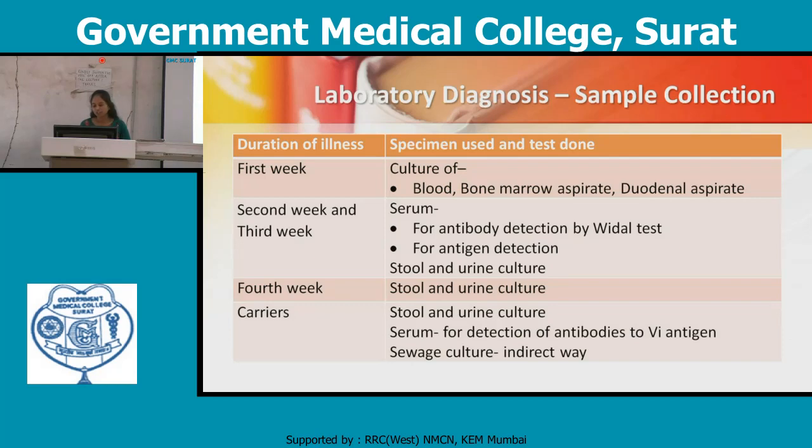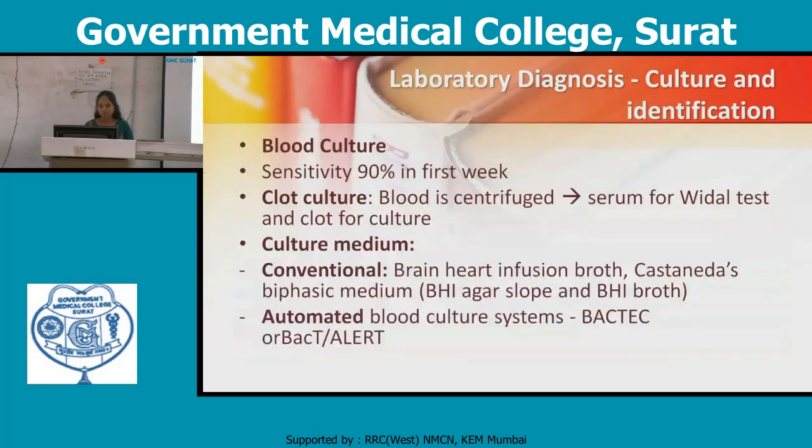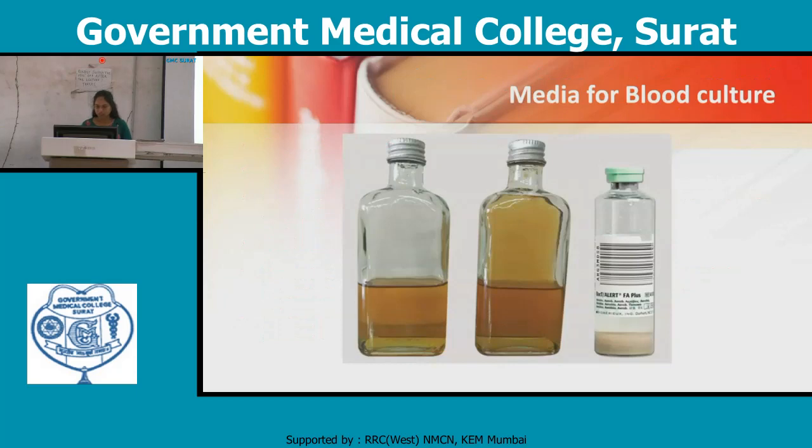Sewage culture is the indirect way. Blood culture sensitivity is 90% in the first week. Clot culture: blood is centrifuged, serum is used for the Vidal test and the clot for culture. Culture media are conventional brain heart infusion broth, Castaneda biphasic medium, BHI agar slope and BHI broth. Automated blood culture systems are BACTEC or BacT/ALERT. The figure shows monophasic, biphasic Castaneda method blood culture bottles, and the third one is a BACTEC or BacT/ALERT bottle.